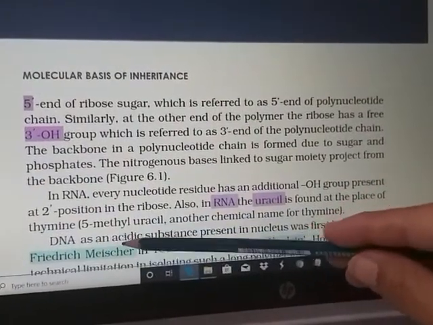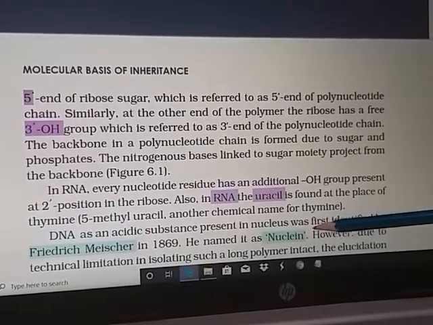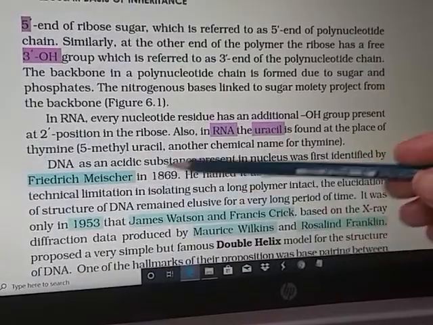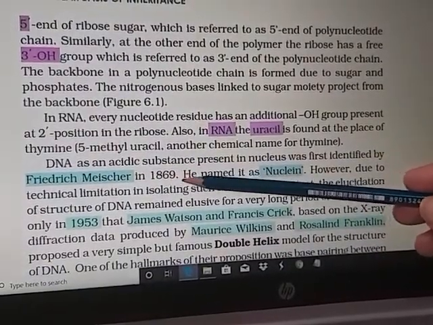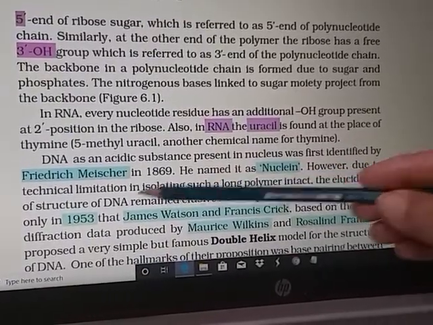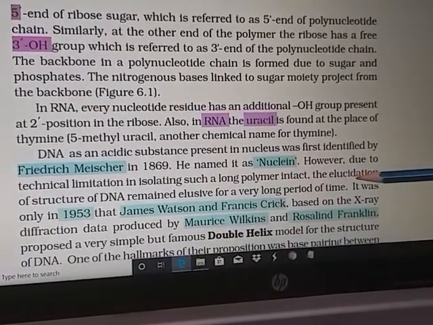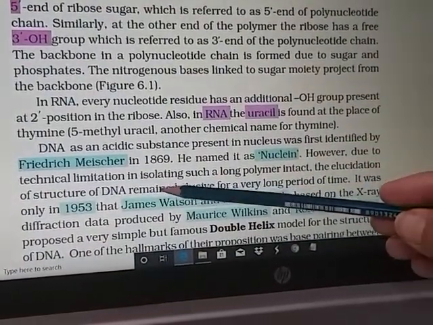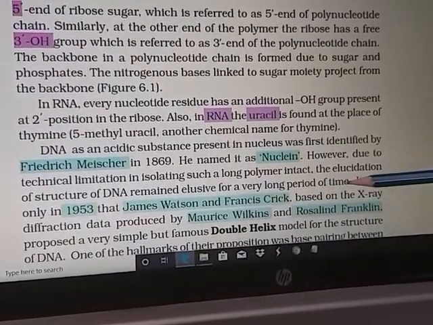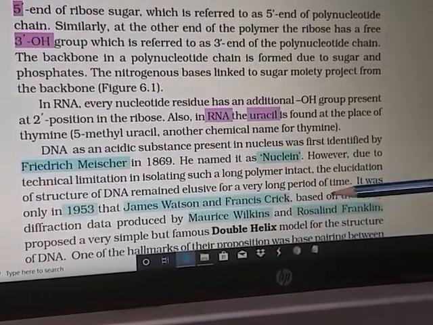Now, DNA as an acidic substance present in the nucleus was first identified by Friedrich Miescher in 1869. He named it nuclein. However, due to technical limitation in isolating such a long polymer intact, the elucidation of the structure of DNA remained elusive for a very long period of time. It means the structure of DNA could not be detected for a long period of time.